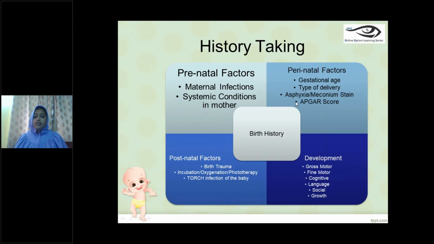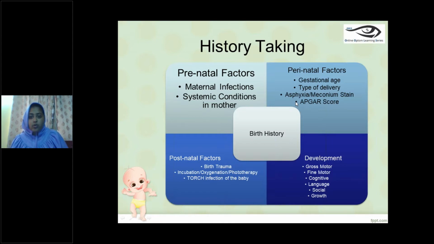We also have to ask about birth asphyxia. Did the baby cry immediately after birth? And about the meconium stain. Meconium stain is when the child takes in its own stool inside the womb and it gets a stain. So we have to ask about that as well.